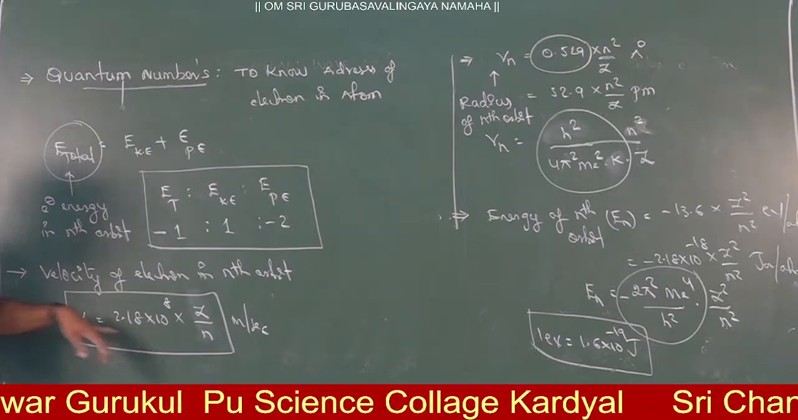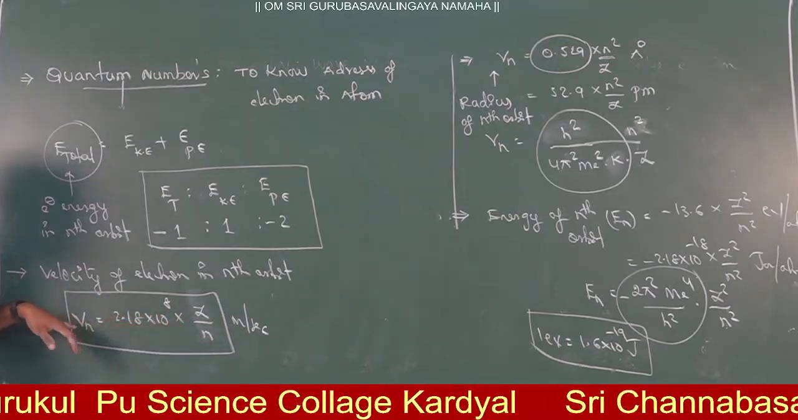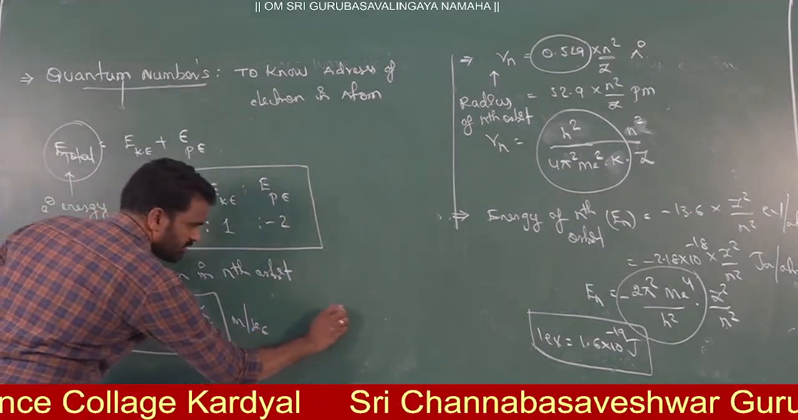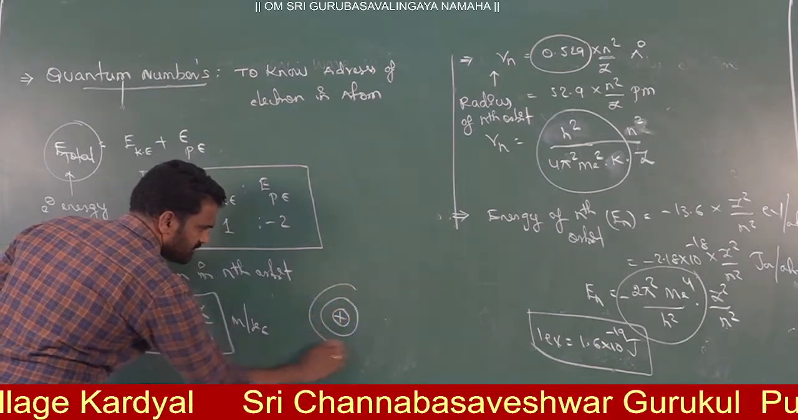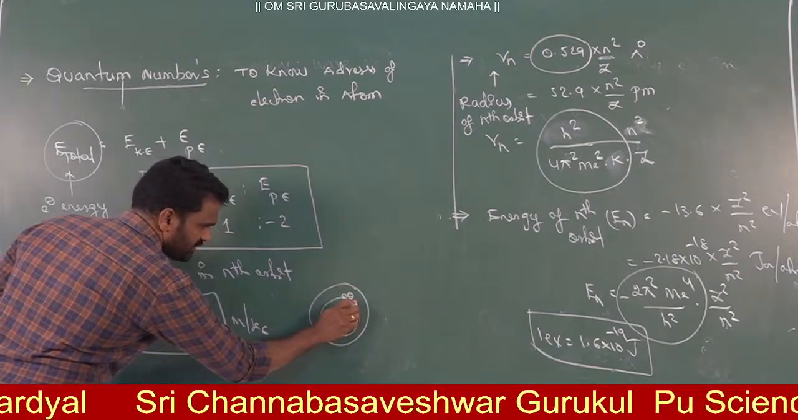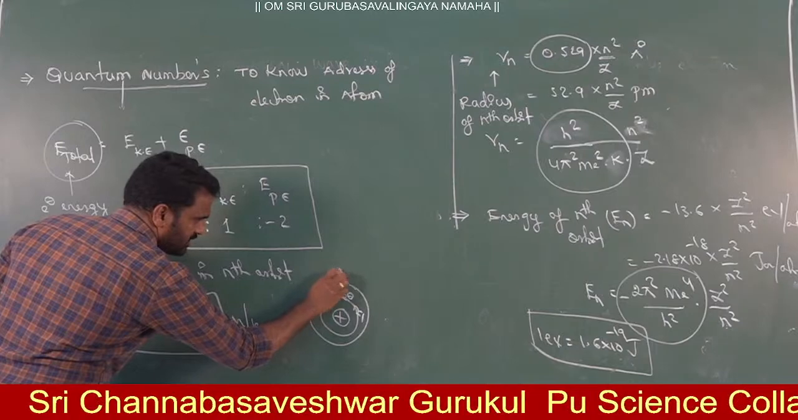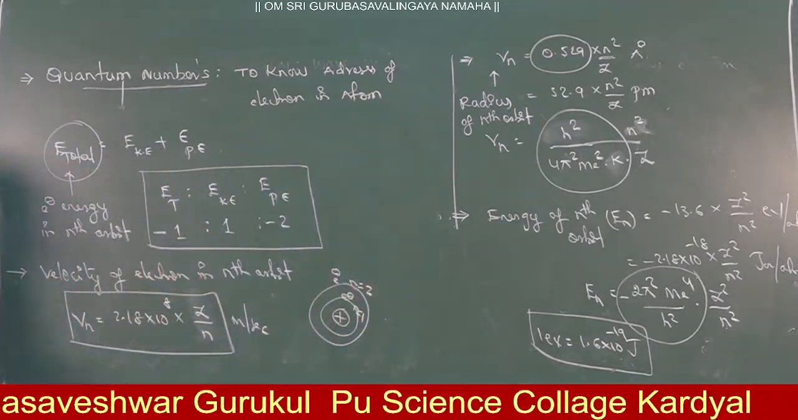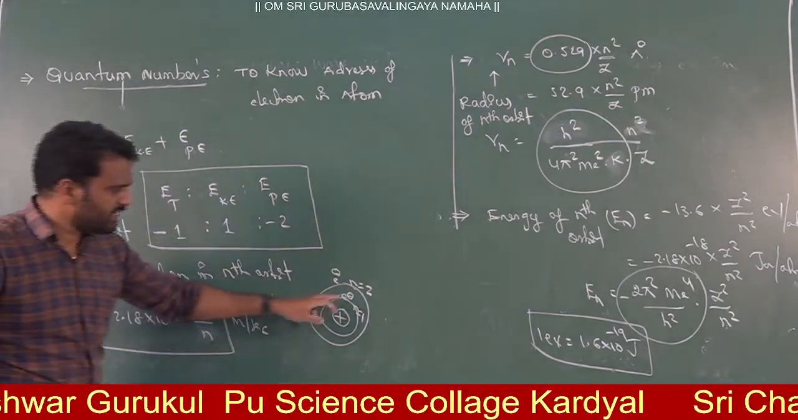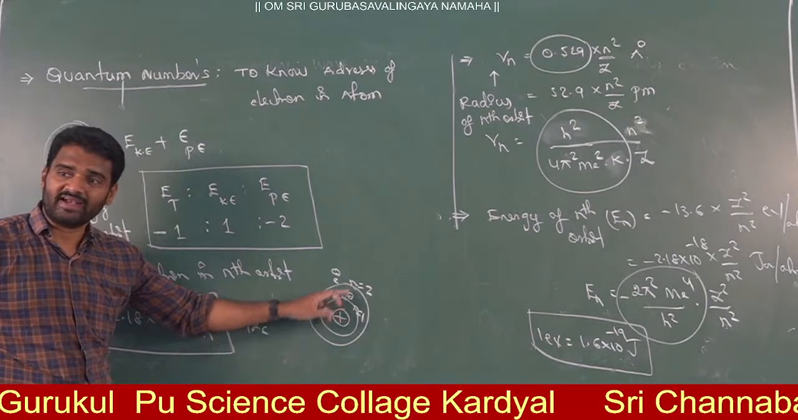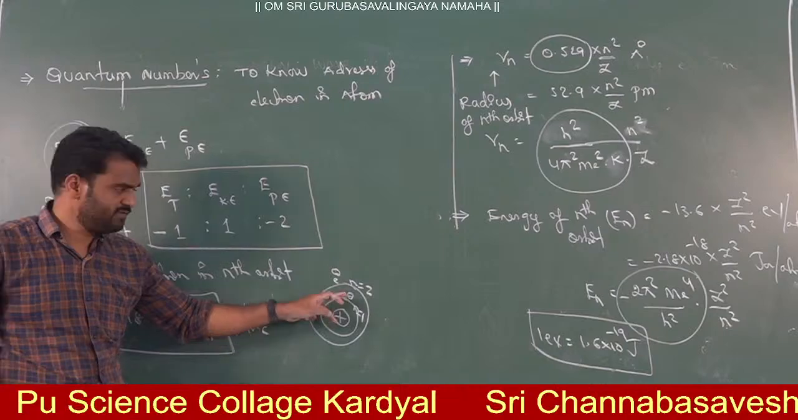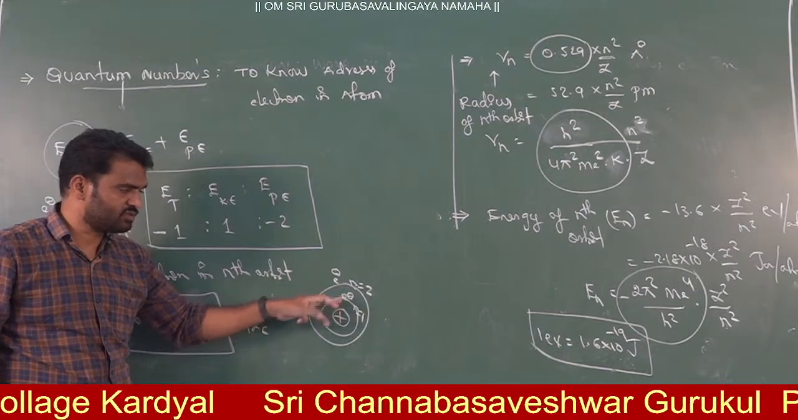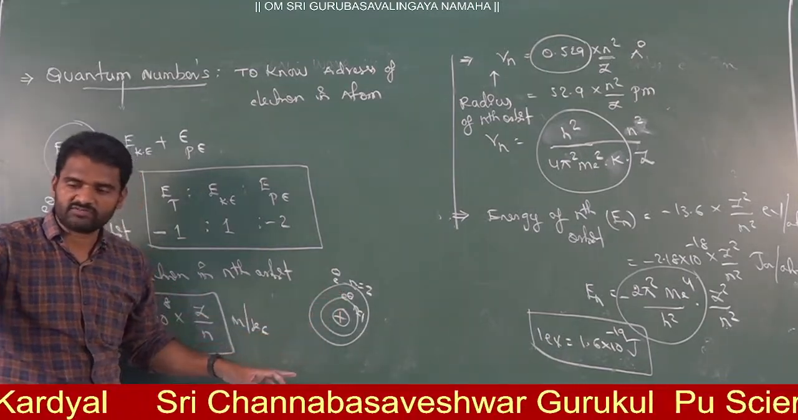Now tell me, what is the relation between principal quantum number and speed of electron? Inversely proportional. That means what here? This is the nucleus, first orbit, second orbit. Now the electron is in the first orbit, n equals 1, and now the electron is in the second orbit, n equals 2. Tell me, where will the electron speed be more? First orbit. Whenever the electron is very close to the nucleus, the attraction will be more. To avoid this electrostatic attraction, the speed of the electron will be maximum.